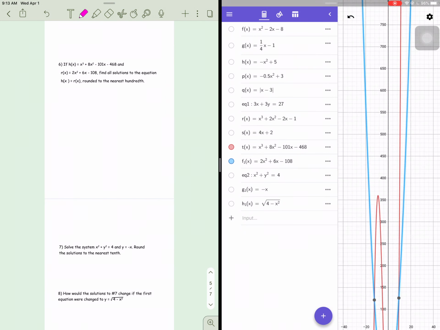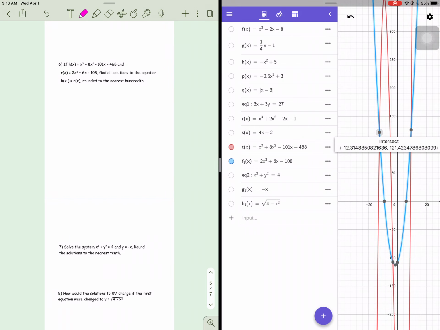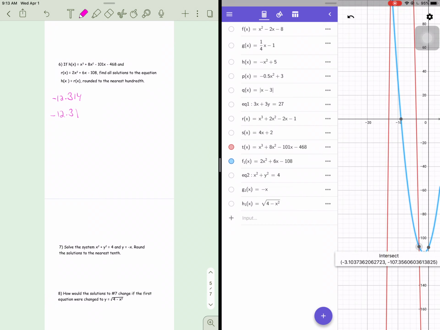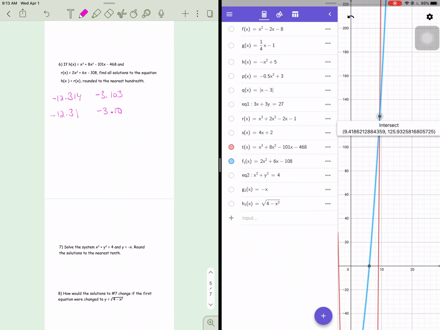It's kind of nice when you click it, guys, it shows those important dots, and it'll say intersect. So we get negative 12.314, which is negative 12.31. Negative 3.103, which is negative 3.10. And there should be one more we saw. 9.418, which is 9.42, all rounded to the nearest hundredth.